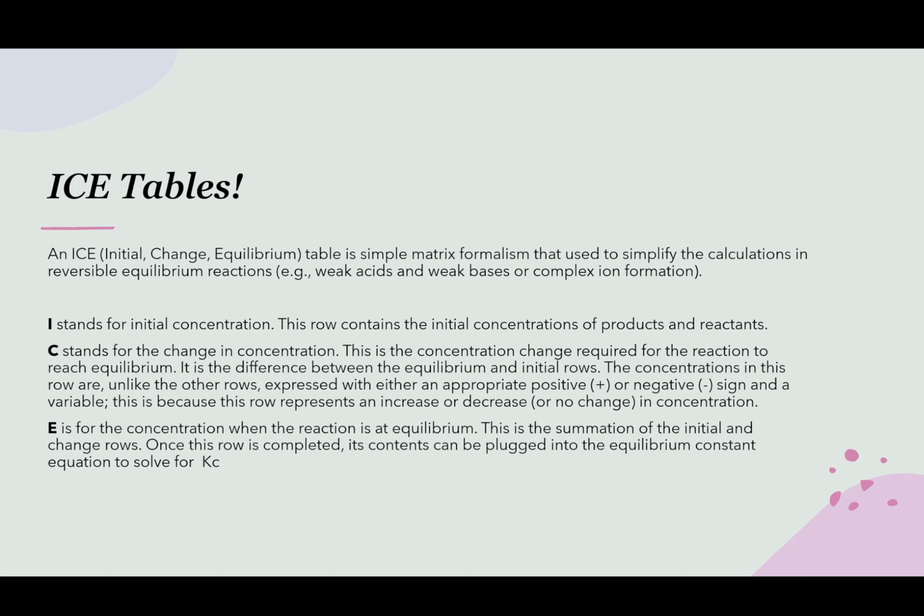Oh my. This is a chemist's best friend, especially when it comes to equilibria. An ice table, initial change equilibrium table, is a simple matrix formalism used to simplify the calculations in reversible equilibrium reactions. I stands for the initial concentration, C stands for the change in concentration, and E stands for the equilibrium concentration.